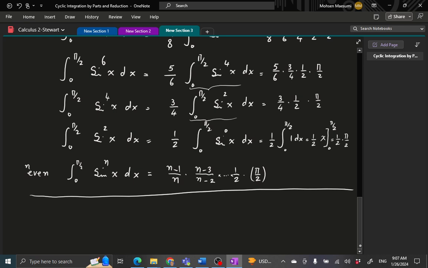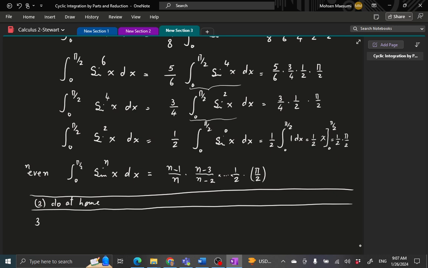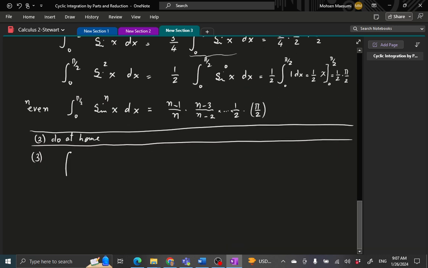So problem 2, do it at home. Well, do it yourself. Problem 3, a bit more convoluted, is the issue of what happens if I have secant to power of n of x dx. And again, we said in the next section you're going to see this a bit more mixed up with secant and tangent in the same place.